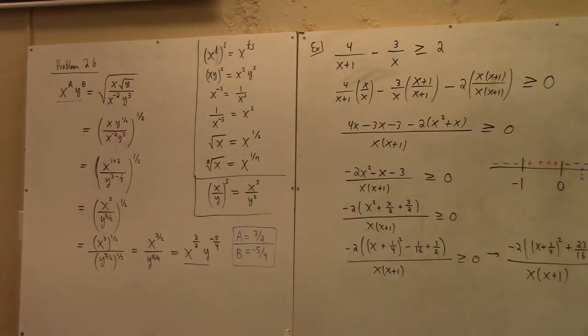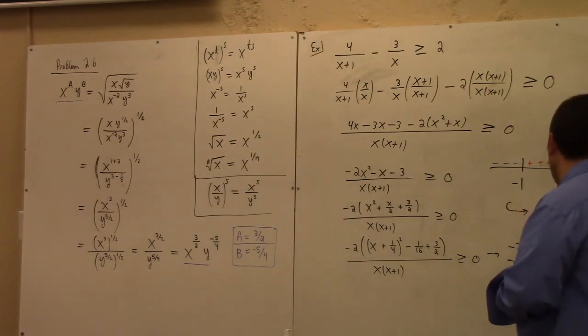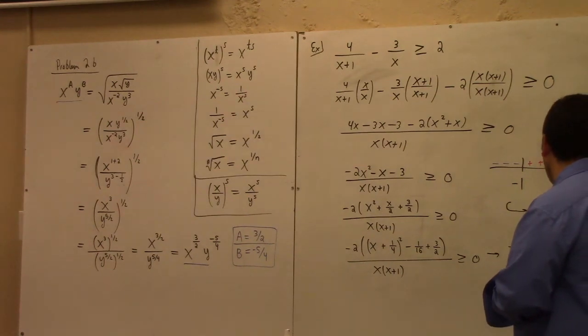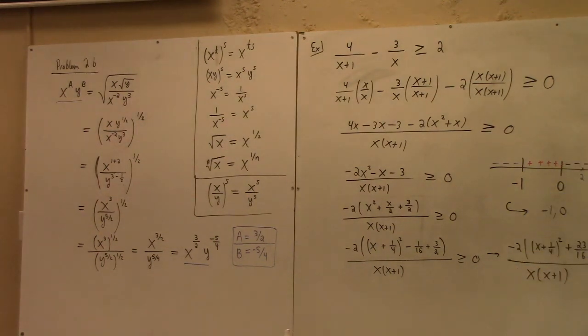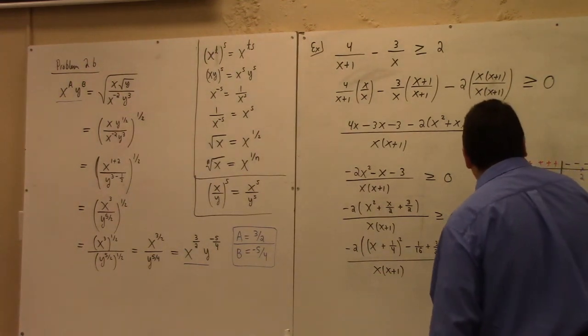And so the solution to this is what? It's minus 1 to 0. That's where this is greater than 0. And correspondingly, that's greater than 2. And are minus 1 and 0 included or excluded here? Yeah, excluded, right? Because we got division by 0 at those. So there you go. That's the answer.